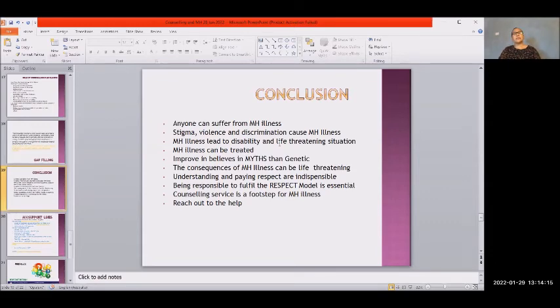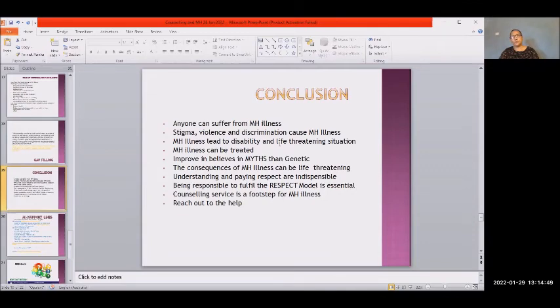Understanding and paying respect are indispensable. Being responsible to fulfill the respect model is essential. I know there are lots of other models. However, the respect model is very simple and useful in day-to-day life. In family life, individual life, community life, work life, everywhere, it is very useful and very simple. That's why I put it there. And counseling service is a footstep for mental health illness as well.